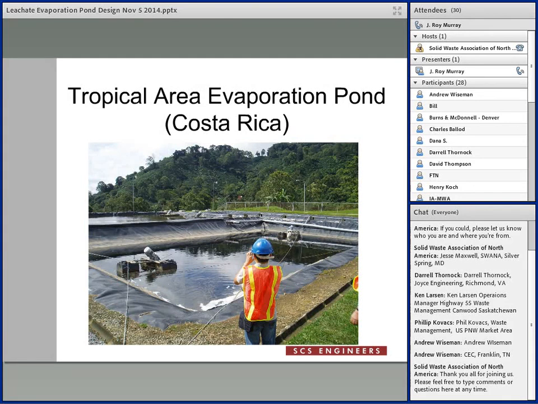in a tropical location. In this case, they get a little bit of evaporation. They have also added in evaporators into this, and primarily this serves as more of a holding tank, and they get to get rid of some of the leachate through evaporation.